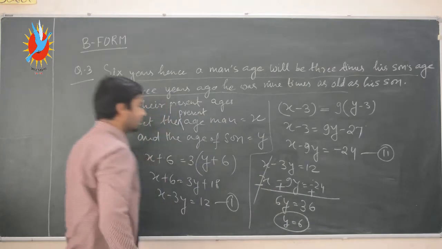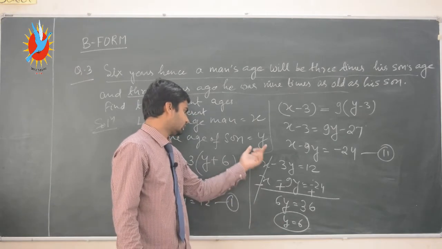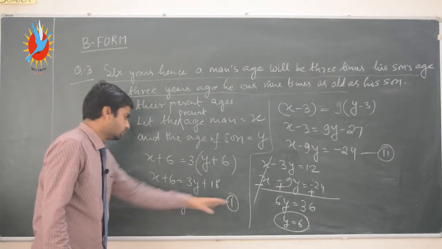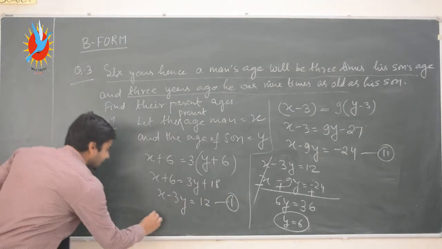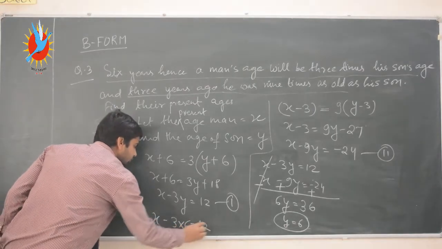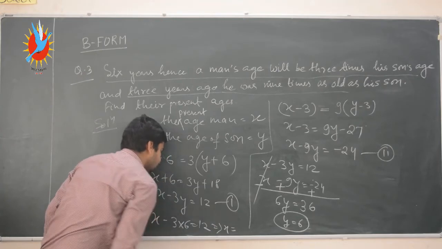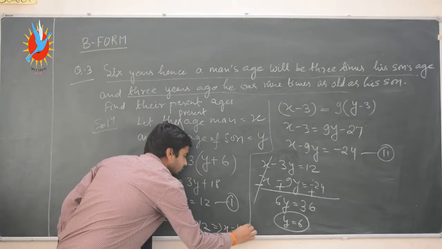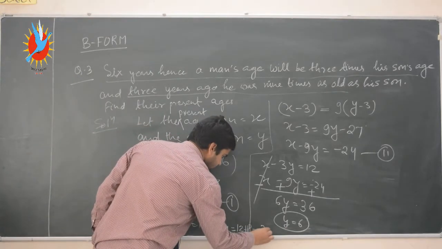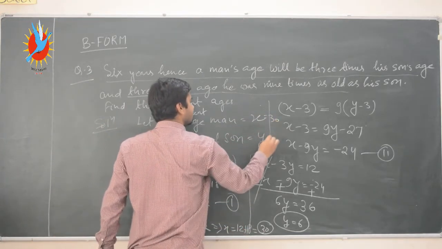So we got the value of y as 6, and y is the age of the son. So the son's age is 6. Now we want the age of the man. So put y equal to 6 in this expression, so we will get x minus 3 into 6 equal to 12. 6 into 3 is 18. So x will be equal to 12 plus 18, and 12 plus 18 will be 30. So the man's age x is 30 years, and his son's age is 6 years.